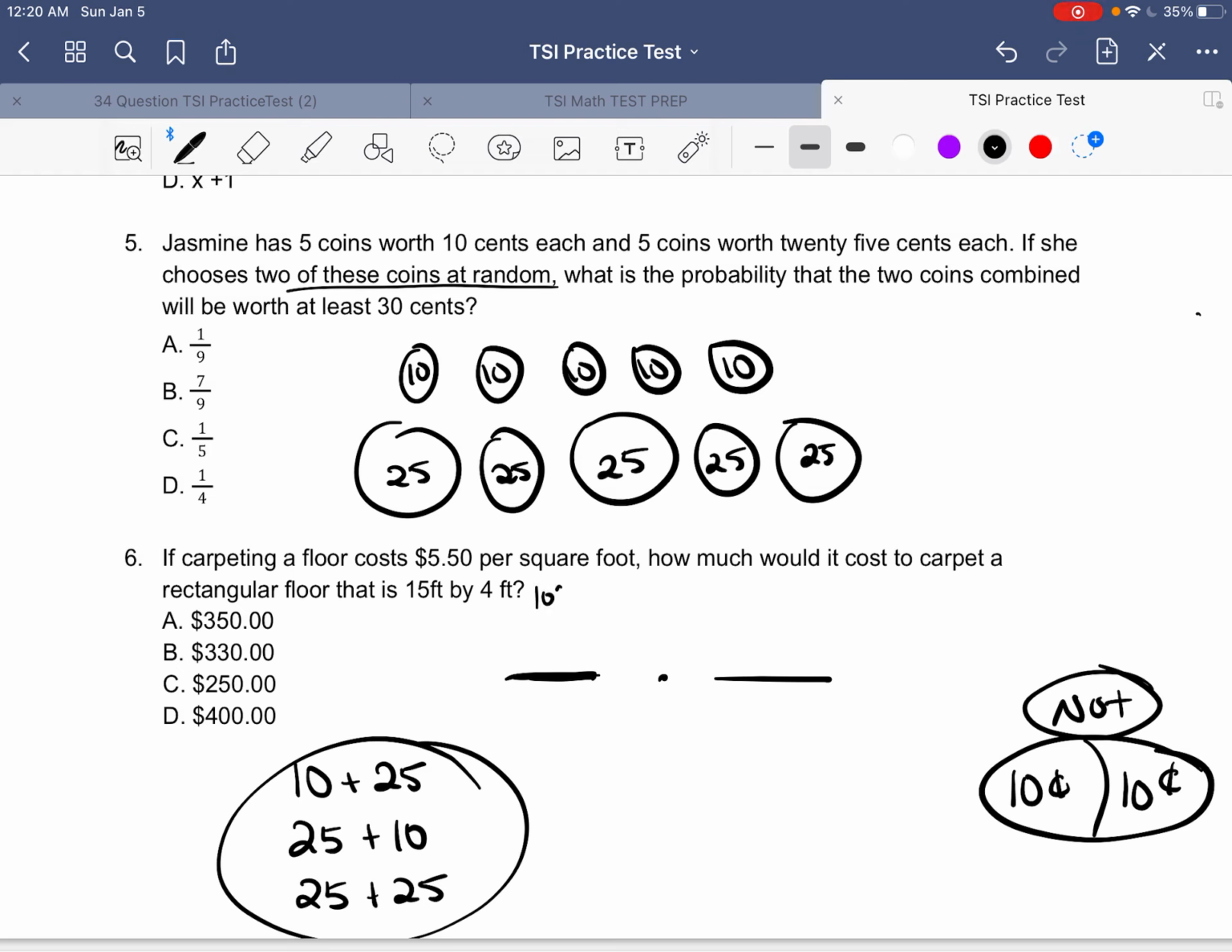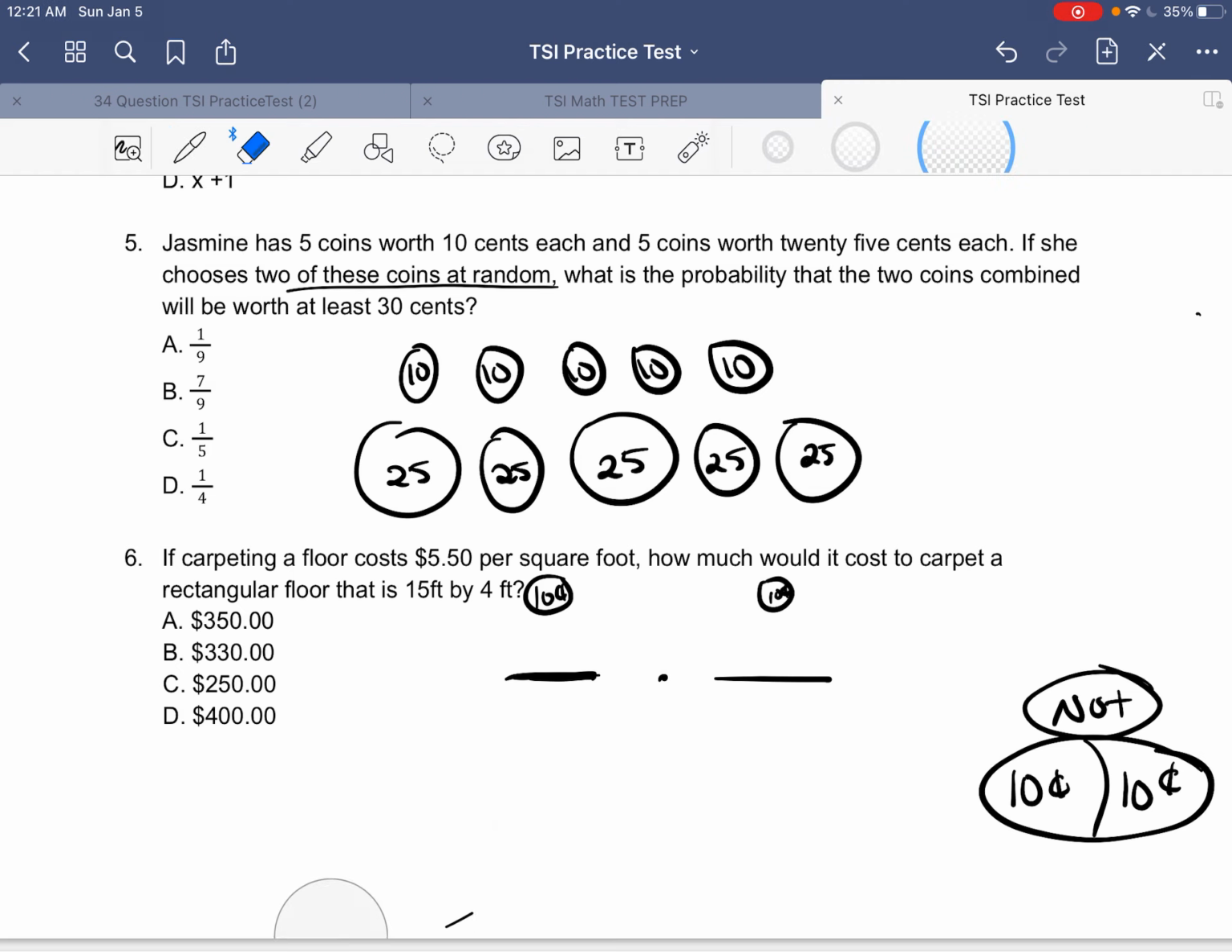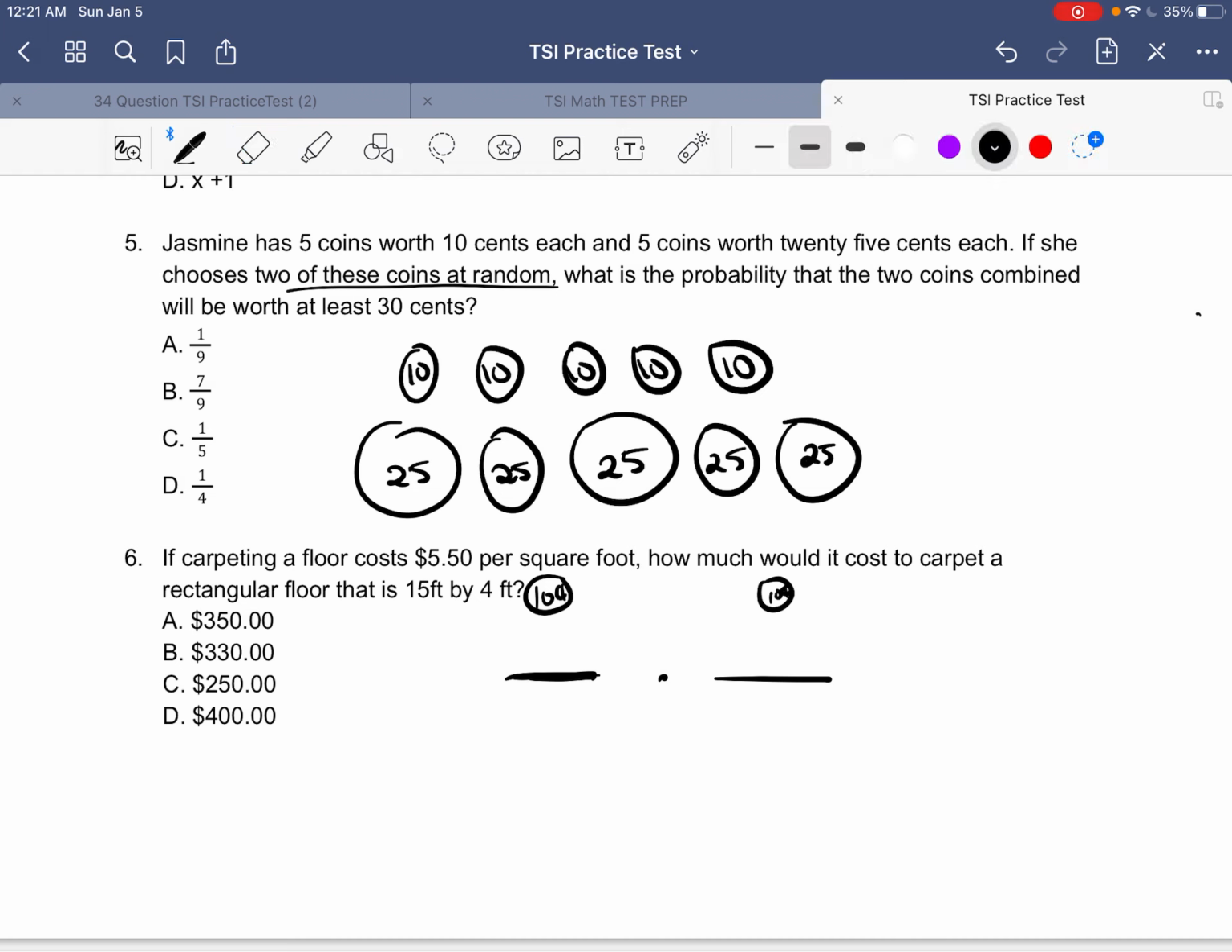So remember, we want a dime the first time and a dime the second time. So let's go ahead and set up our fractions. What is the probability of picking a dime the first time? Well, there's a total of 1, 2, 3, 4, 5, 6, 7, 8, 9, 10. So 10 is going to be the denominator. And there's 1, 2, 3, 4, 5 dimes. So the probability of picking a dime on the first draw is 5 out of 10.